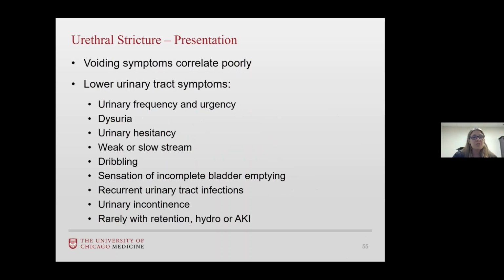So the presentation: voiding symptoms correlate poorly, and I'll go through some of the studies that looked at that. It runs the gamut of lower urinary tract symptoms. So urinary frequency and urgency, dysuria, urinary hesitancy, weak or slow stream, dribbling. They may feel like they don't empty well. They may have recurrent urinary tract infections, not surprisingly, urinary incontinence, but rarely they have retention or hydronephrosis or AKI.